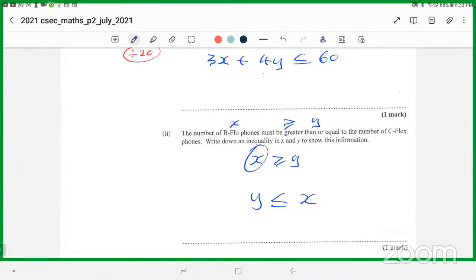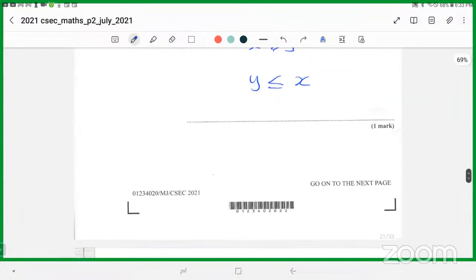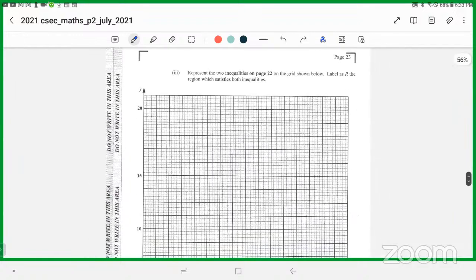If X is greater than or equal to Y, then Y is less than or equal to X. You can read it from this side, from the right side: Y is less than or equal to X. So this means now that we want below the line, Y equals X. That's what it means. More than likely, we have to draw this on a graph. Let's continue.